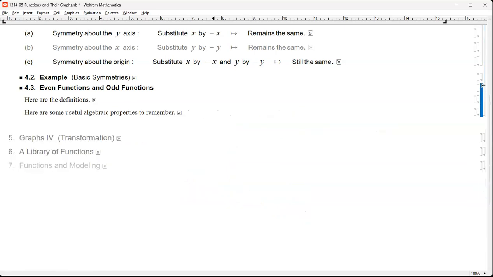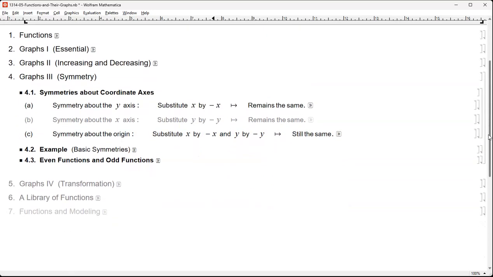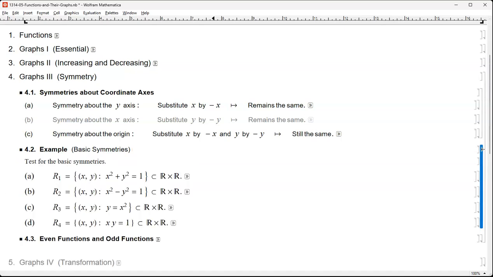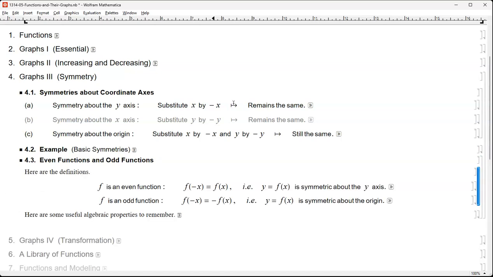So, as for standard symmetries, these two are important. A and C. And B is important for graphs of relations, but for graphs of functions, that can never happen. Not this one. And then if the first thing happens, we call it an even function. If the second thing happens, we call it an odd function. When do we have an even function? When do we have an odd function?